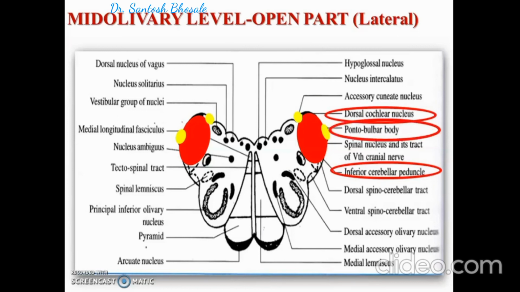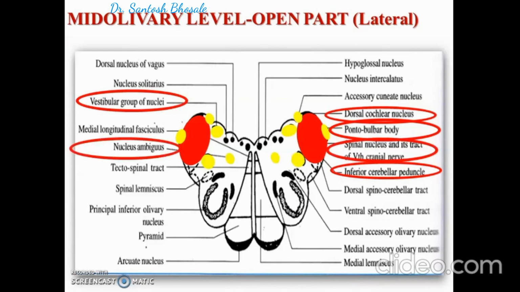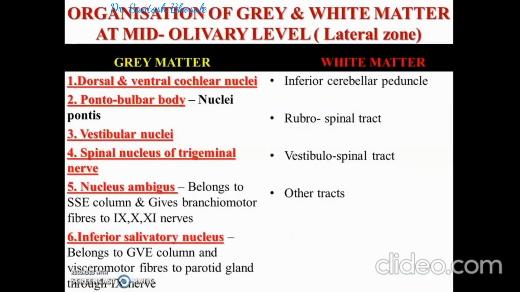It also belongs to pontine nuclei, and you will see vestibular group of nuclei, medial and inferior group of nuclei you see in the lower part here, and nucleus ambiguus and spinal nucleus of trigeminal nerve are seen. The core of the lateral zone at this level is formed by the nucleus ambiguus.